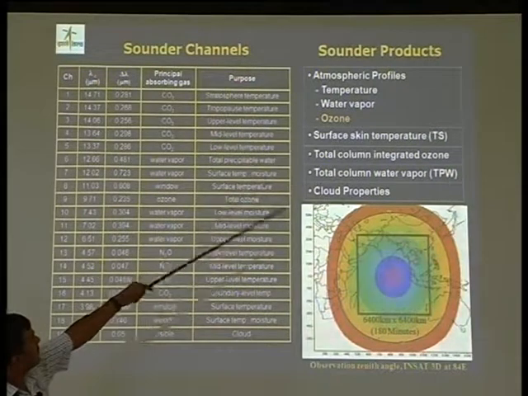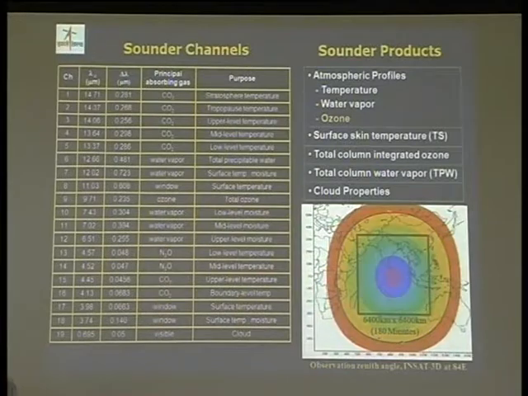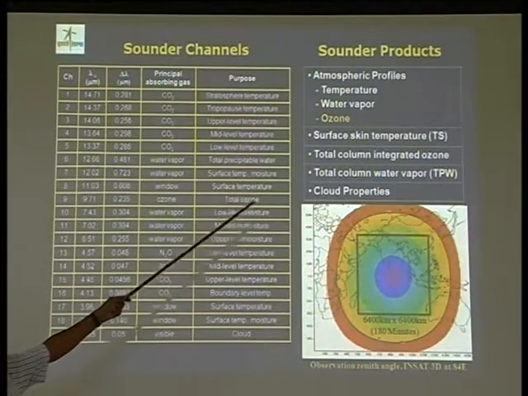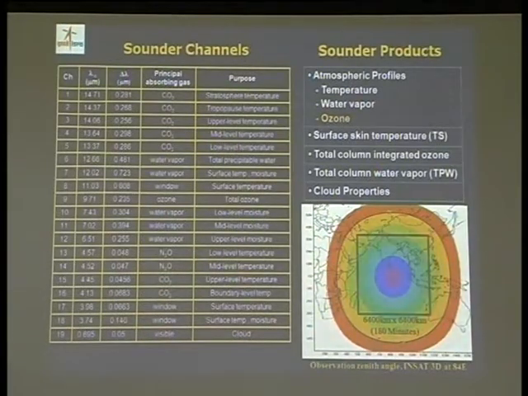So sounder products include atmospheric profiles of temperature from surface up to 0.1 millibar, that is up to 50 kilometer, then water vapor up to 100 millibar, and total column ozone, the surface skin temperature, and TPW and total ozone from this one.